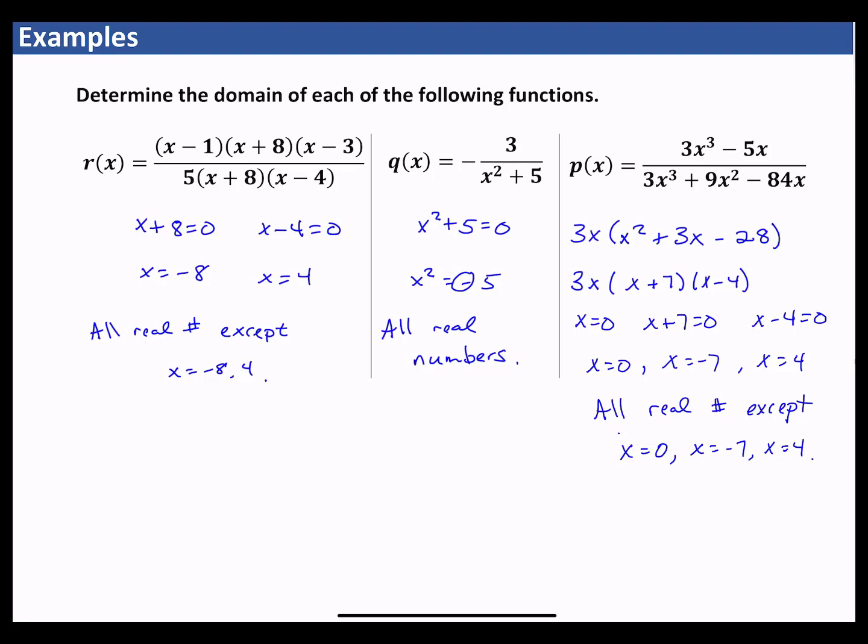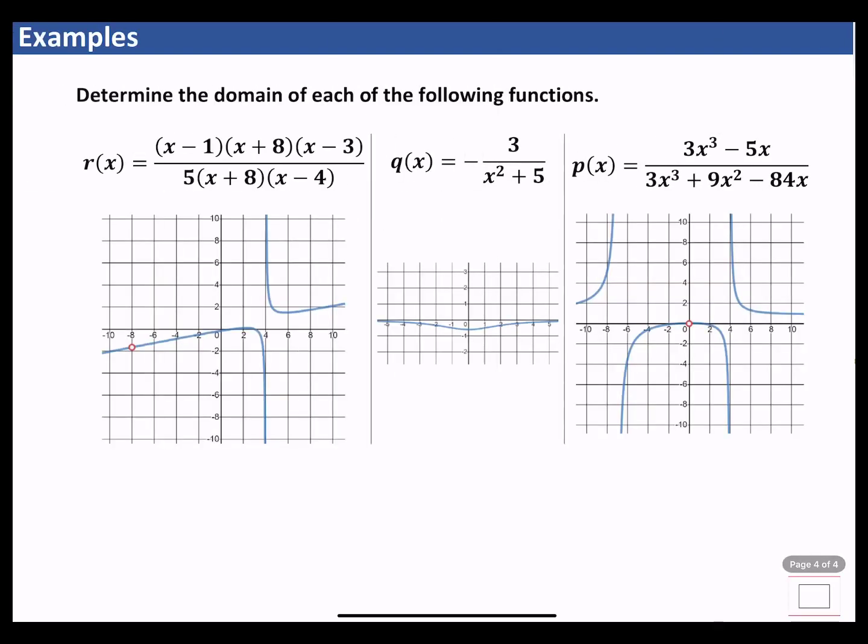So let's see what this looks like on the graphs of these three rational functions. Again, we said for r of x, the domain was all real numbers except negative 8, and we see this hole at negative 8. Now your graphing technology would actually miss that, so we'll talk about how to identify that hole in a future section. And then we also said x equals 4 was not in the domain, and we see a vertical asymptote at x equals 4.